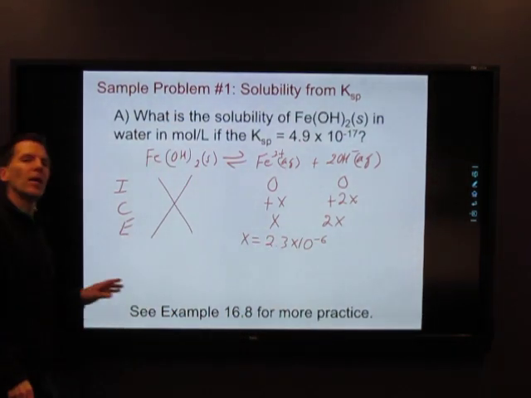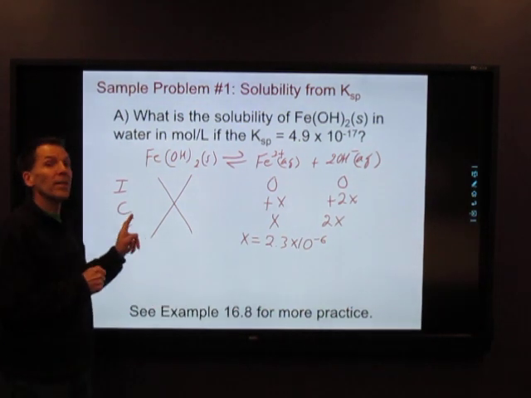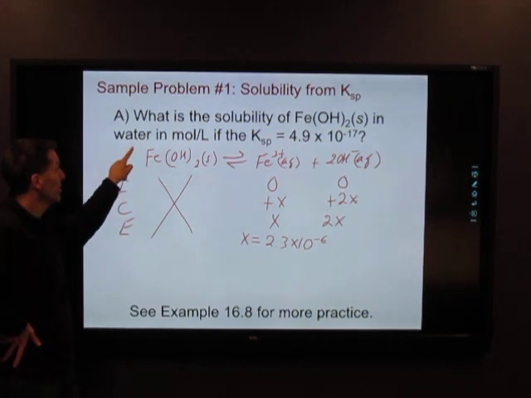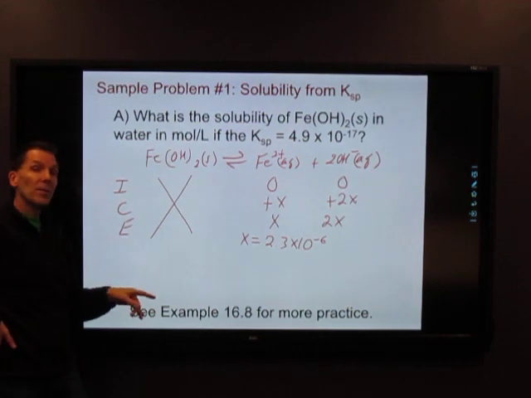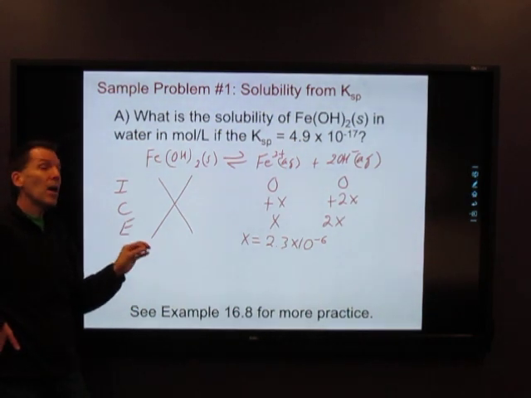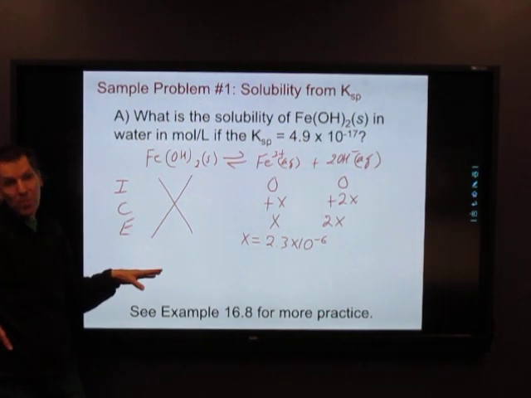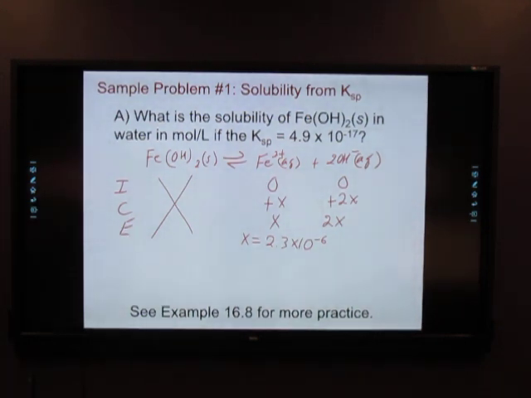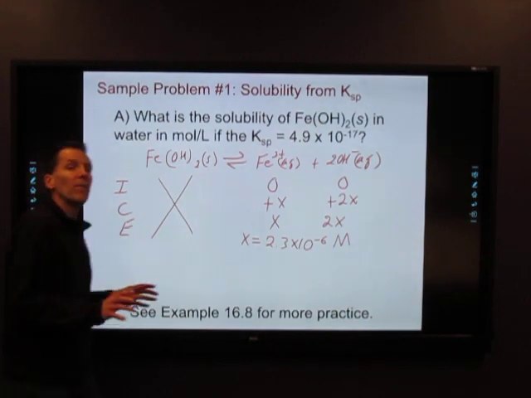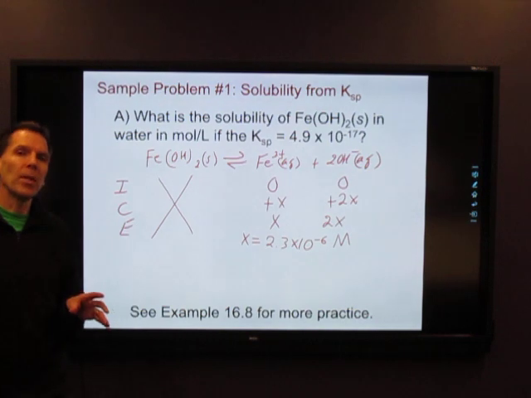The way we set up the ICE chart, that's also the answer to part A. Because of the stoichiometry, there's a 1 here, and there's a 1 here, so that tells you that the value of x is the solubility of the Fe(OH)2. And so that's the answer to part A. And the unit comes out to be moles per liter. So anytime we work with K values, the answer will come out to be moles per liter, capital M, molarity.